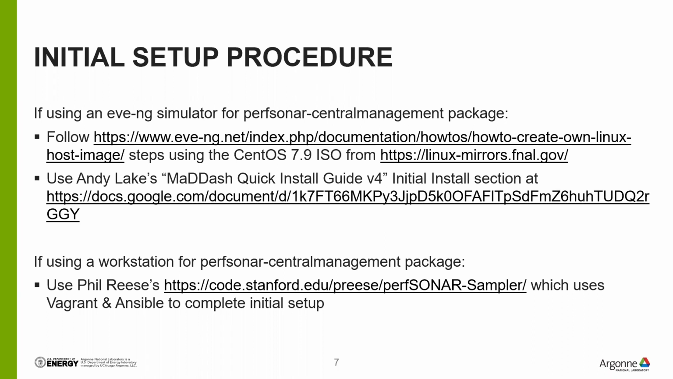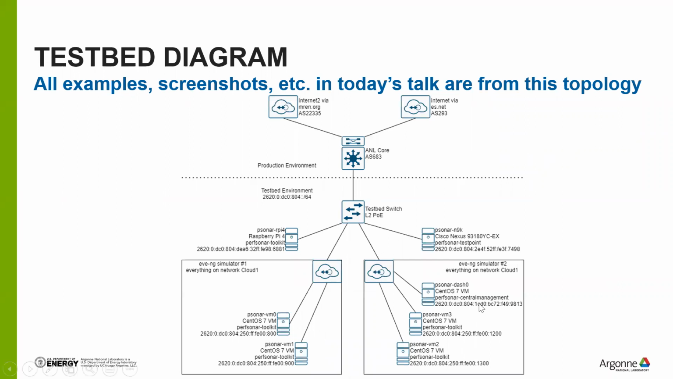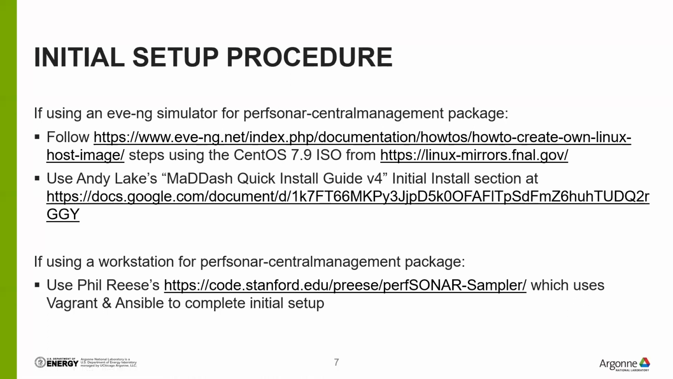And another really interesting thing I found, I haven't done this myself, but it turns out Phil Reese has this really great code repo up on Stanford's GitLab where he has an entire infrastructure as code set up with Vagrant and Ansible to build out a perfSONAR sampler, actually pretty similar to the topology that you see here with the VMs and the central management. Very similar design, just done in Vagrant and Ansible, where you just download that code, you have Vagrant do its thing, and it just works on a workstation, assuming you have enough cores, CPU, RAM, etc., to actually pull that off. Definitely something to take a look at if you plan on trying any of this at home.